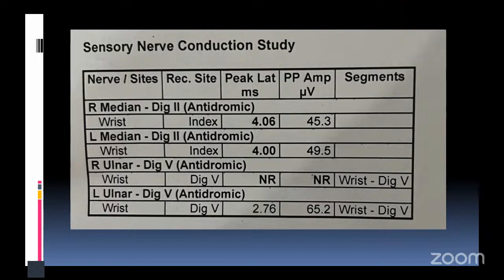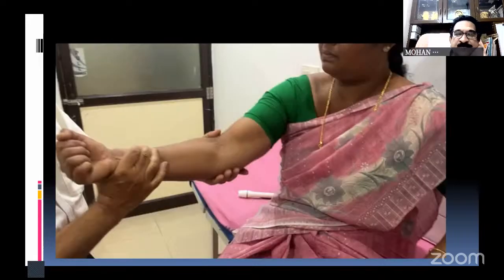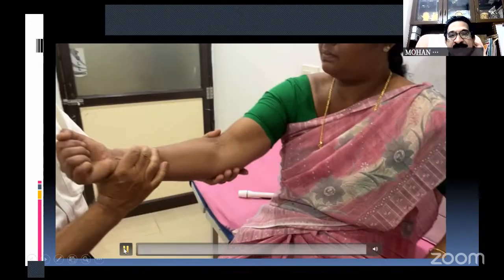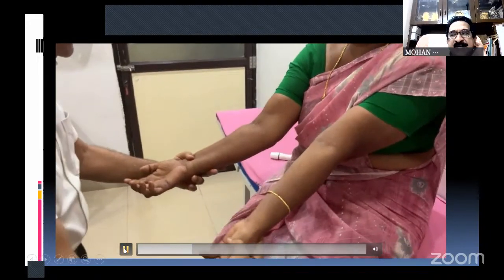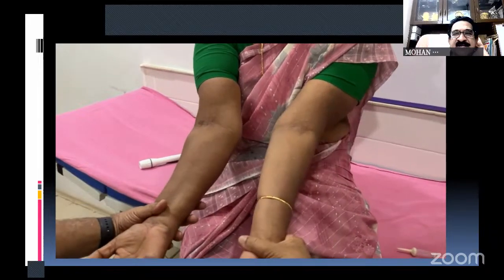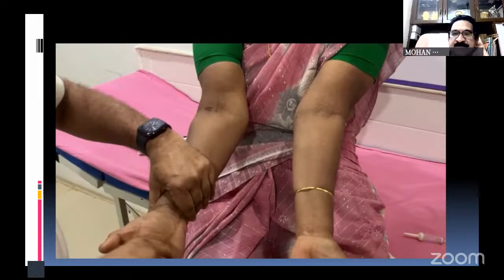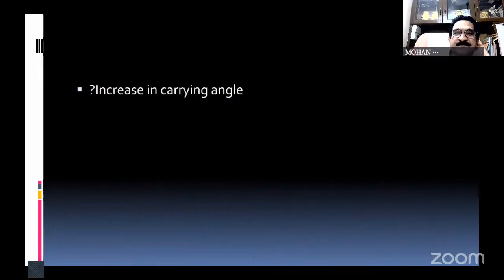Correct. Okay, let us see the ulnar nerve at the elbow. No obvious nerve thickening or hyperpigmented patches seen. The first thing to look for is tardive ulnar nerve palsy. So there is some suggestion of a tardive ulnar palsy. The carrying angle is more compared to the left side, but not very convincing to cause this. That is one thing, but what else will you do?